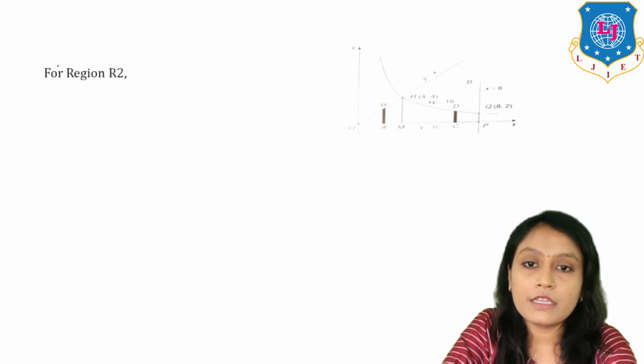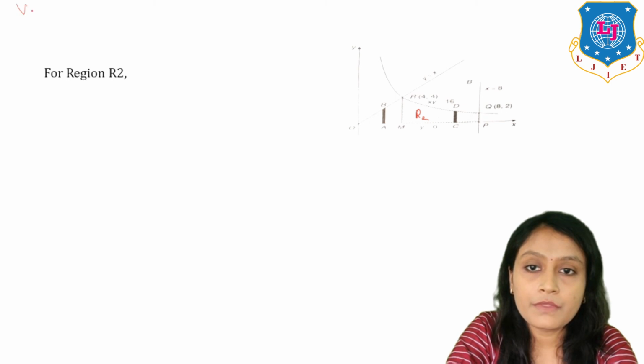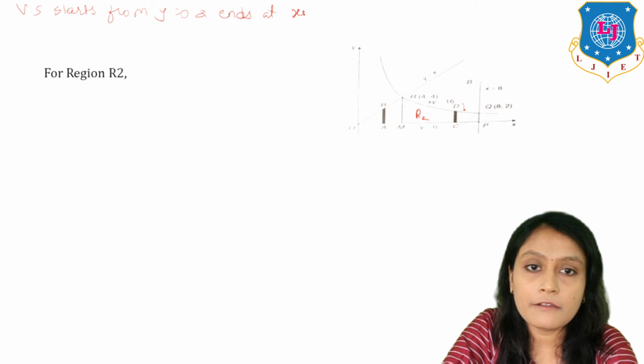Now we will solve the integration for region R2. So this is our region R2. Now we have this vertical strip CD. Okay, so you can see that this vertical strip, okay, it starts from where? It starts from y is equal to 0 and it ends at where? It ends at this. This is what? This is hyperbola xy is equal to 16.